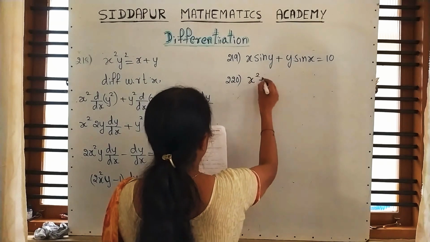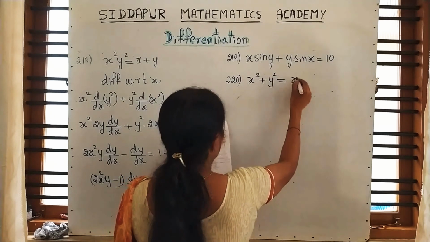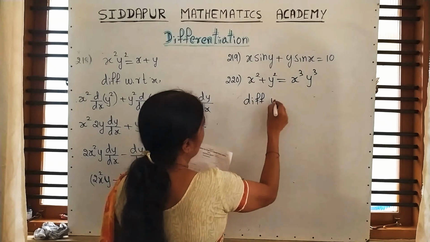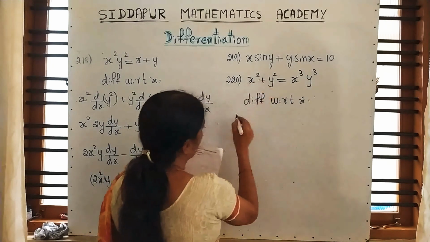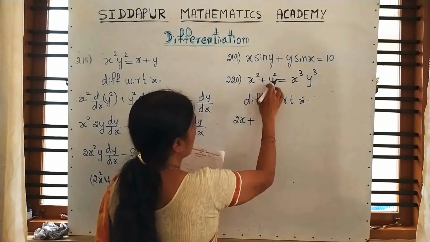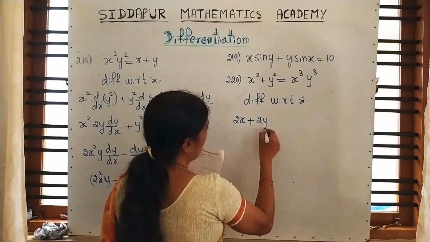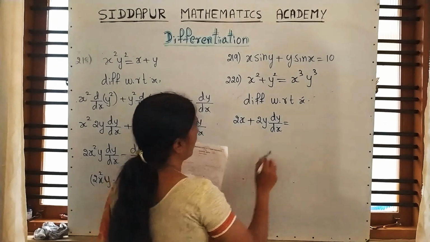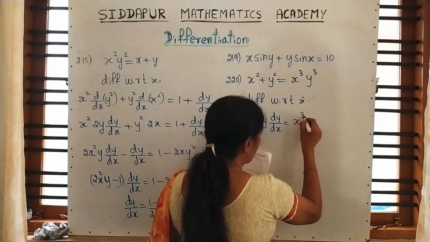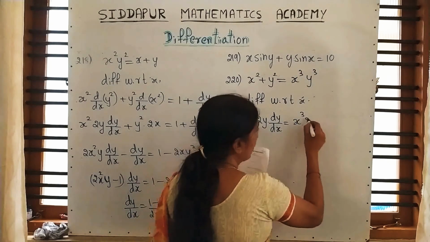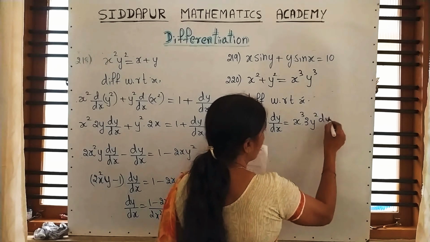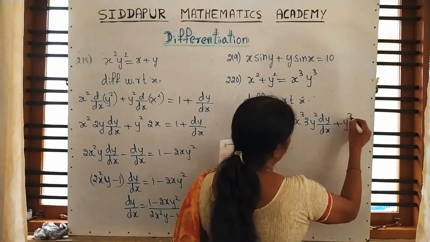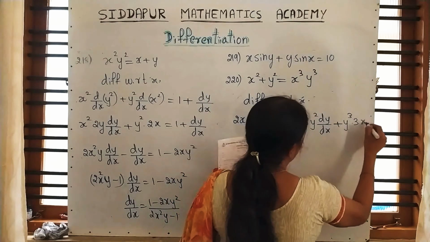x square plus y square is equal to x cube into y cube. Differentiate with respect to x. Differentiation of x square is 2x, plus what is the differentiation of y square? 2y into dy upon dx. See, now you are familiar, directly you can write. Keep x cube as it is. Tell me, what is the differentiation of y cube? y cube is 3y square into dy upon dx. Directly I am writing the product rule. Plus y cube as it is, differentiation of x cube is 3x square.